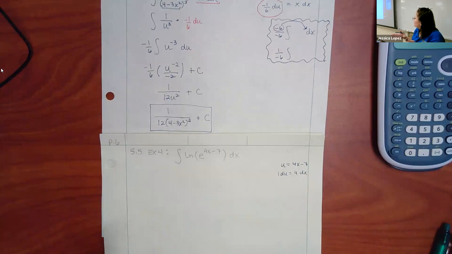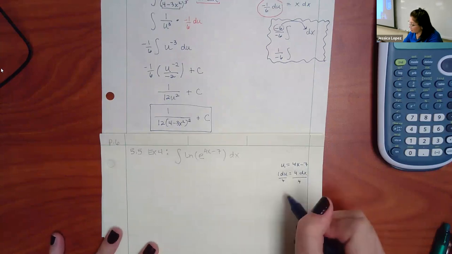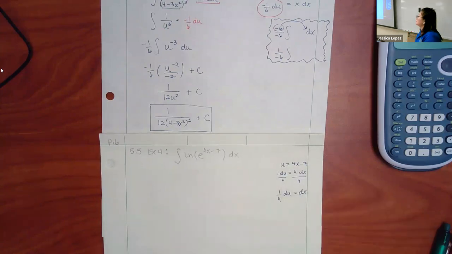Now, do I have a 4, just a regular 4, not in the exponent? Is there a regular 4 in my original? No. So then I'm going to have to get rid of this 4, so that this is 1/4 times du equal to just dx. And I do have just the dx, right?